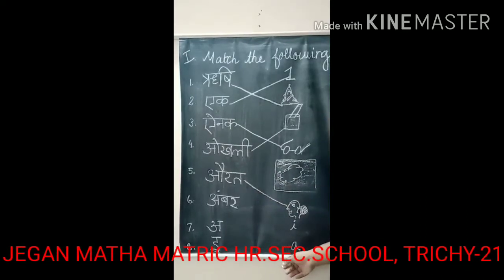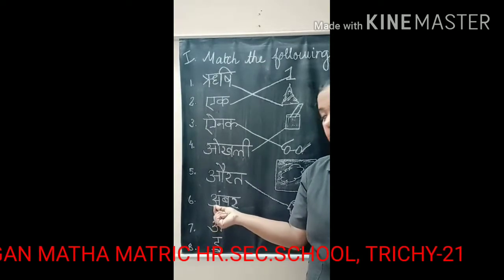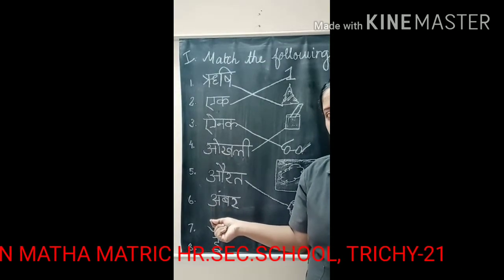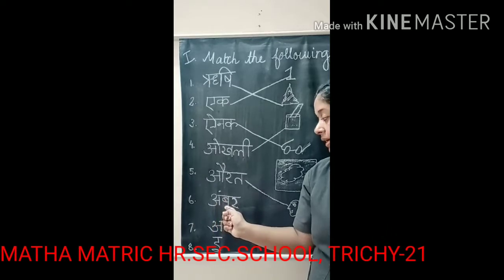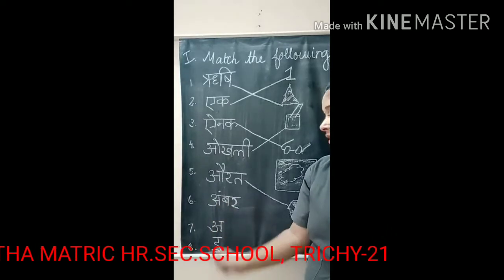Okay, next word is Ambar. The first letter itself starts with the swar Am. So Ambar. Bha and ra are the vyanjan. Am is the swar. Okay, so Ambar.